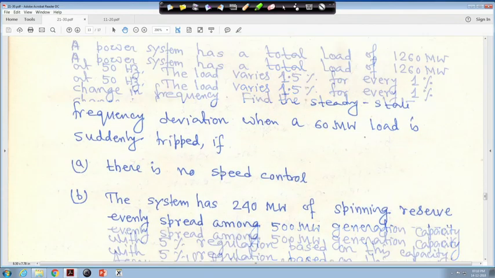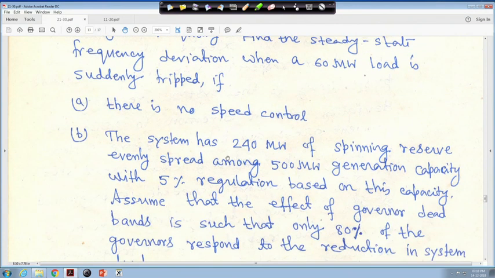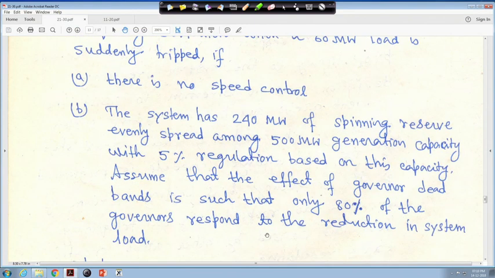Part A is if there is no speed control, that means the speed control mechanism is not there. And B, the system has 240 megawatt of spinning reserve, evenly spread among 500 megawatt generation capacity with 5% regulation based on this capacity. Assume that the effect of governor deadband is such that only 80% of the governors respond to the reduction in system load.